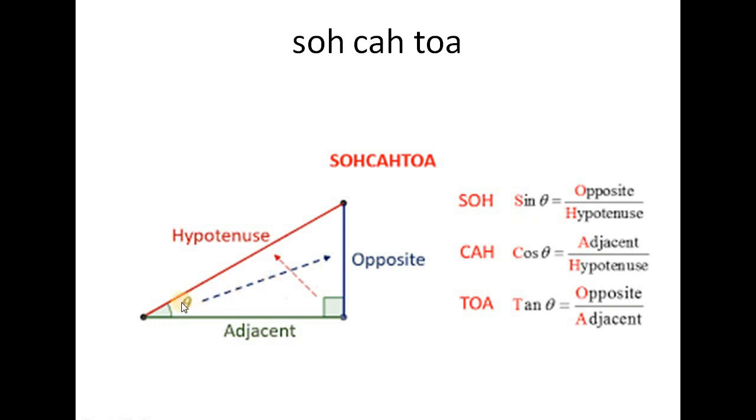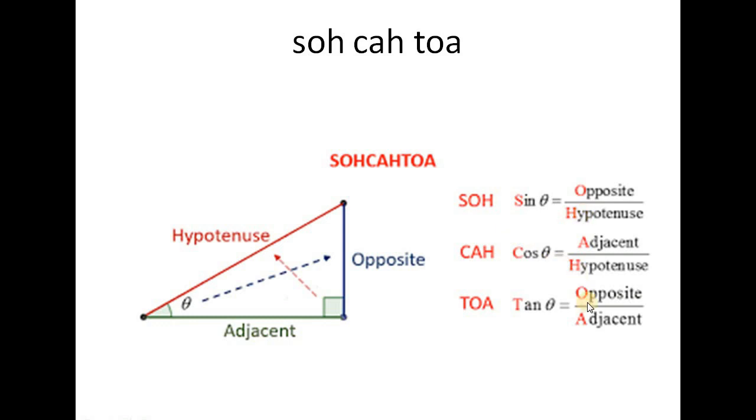So when you try to calculate sine theta for this triangle, we'll be dividing the opposite side's length over the hypotenuse. And when you want to know the cos theta, we'll be dividing the adjacent side's length over the hypotenuse. And for tan theta, we'll be dividing the opposite side's length over the adjacent side's length.